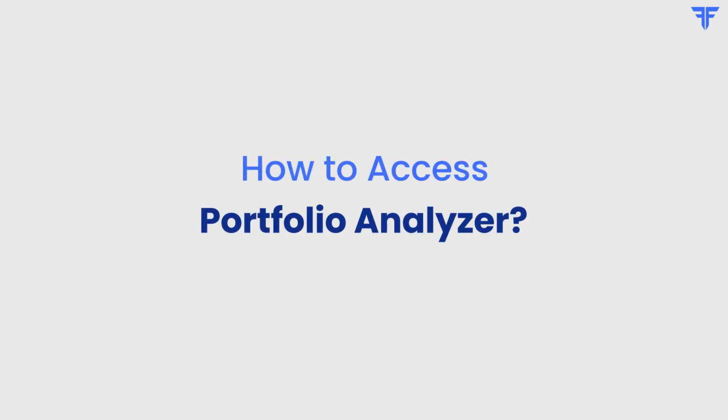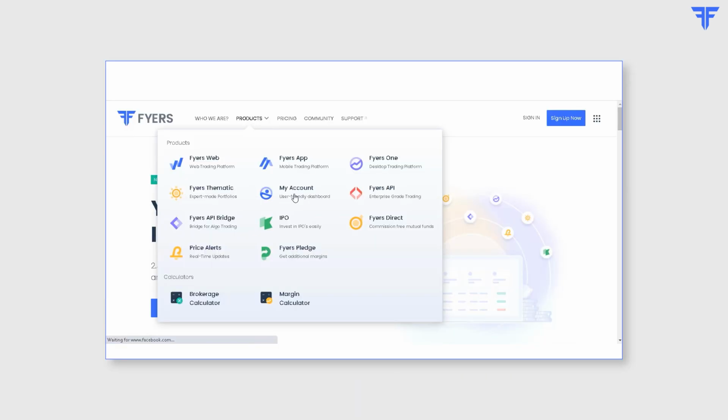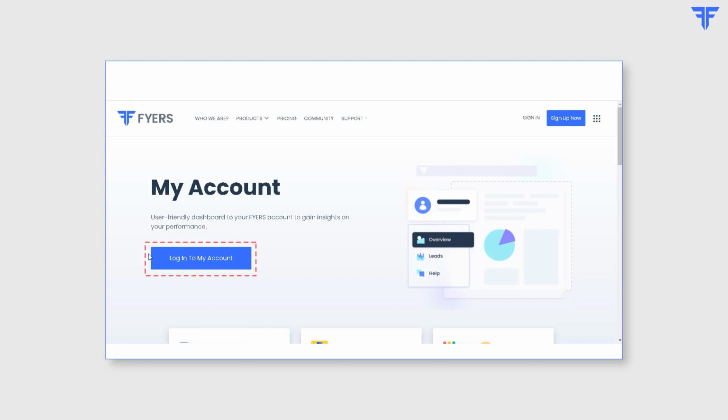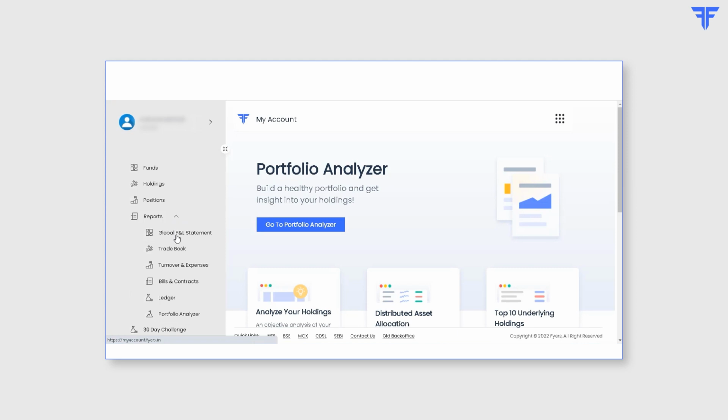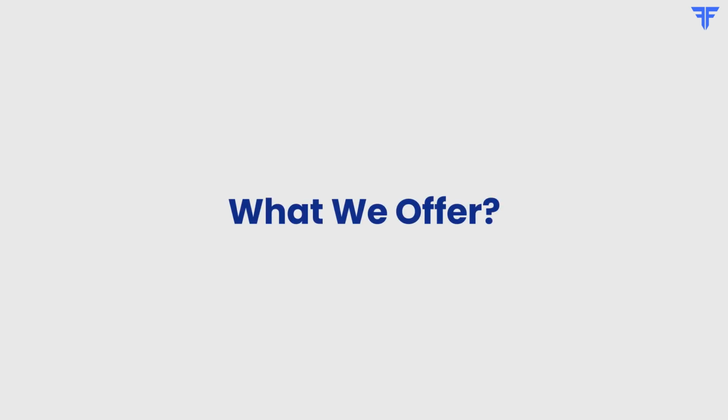How to access Portfolio Analyzer? To access the Portfolio Analyzer, you are required to log in to the My Account portal and click on Go to Portfolio Analyzer.